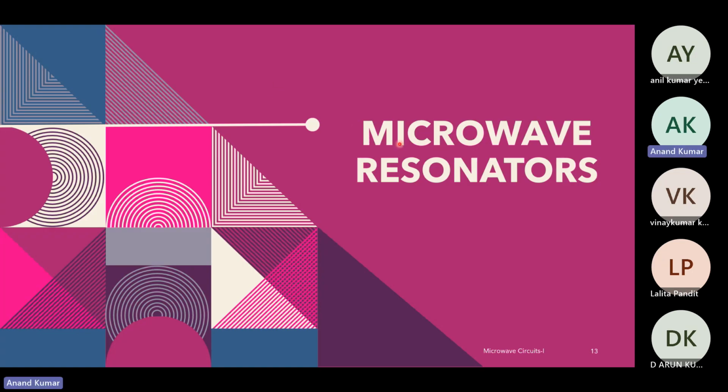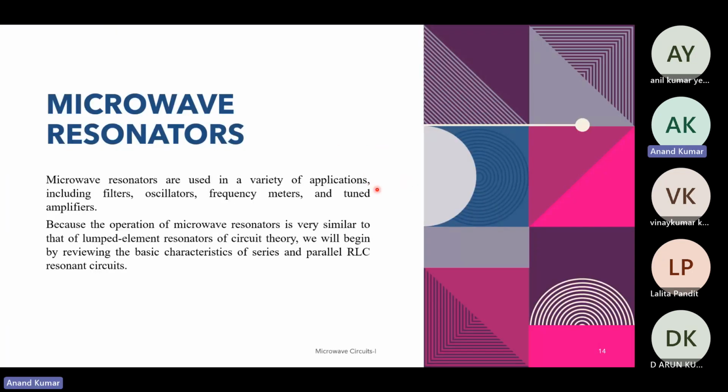Okay, so we'll just quickly go through the series resonant circuit as well. Resonators are used for a number of applications, like filters, oscillators, frequency meters, and tuned amplifiers. These involve resonator circuits. To know how they work, we should know series and parallel RLC resonant circuits. We'll cover those, and we'll also look at transmission line resonators, and show how knowing the series and parallel RLC circuits gives us the information to model transmission line resonators.